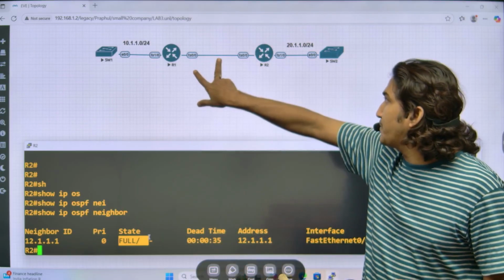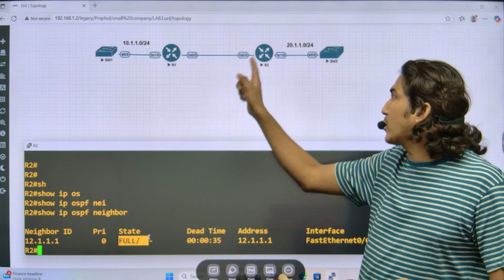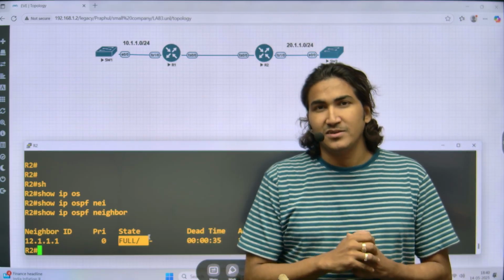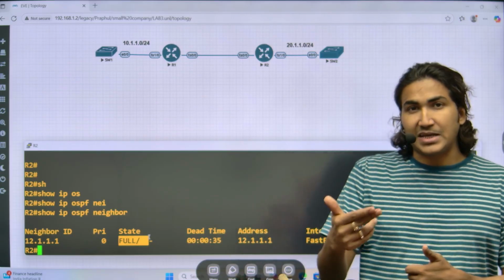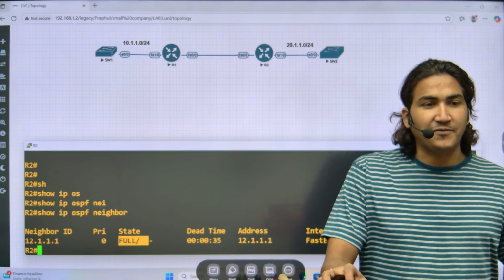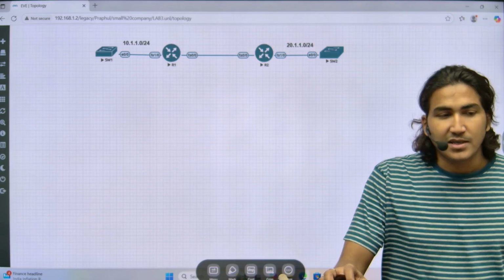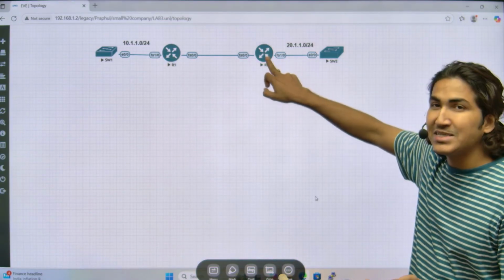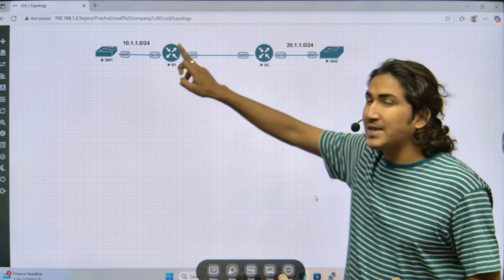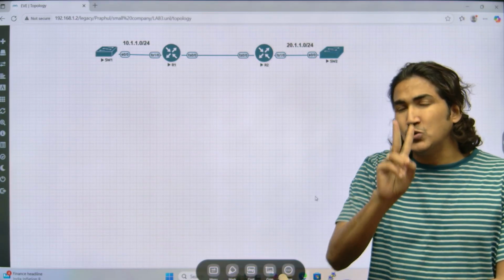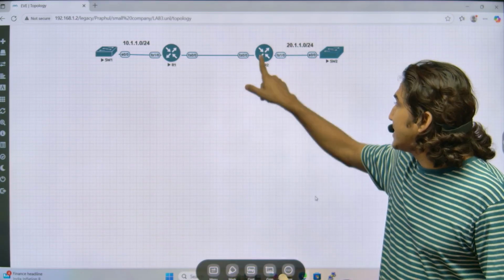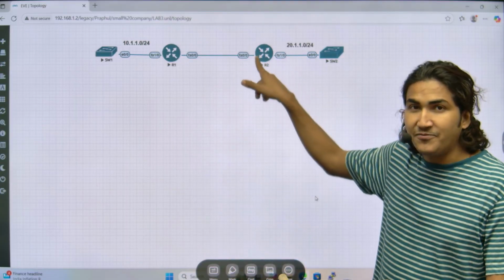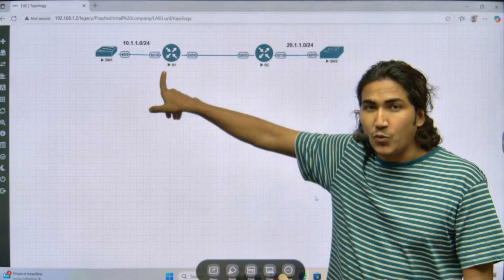If OSPF neighborship is in full state between router 1 and router 2, it means all the LSAs are already exchanged. So you can verify the database now. Next step can be verifying the database. In the database of router 1, I am expecting a router LSA of router 2 and a router LSA of router 1, so there should be two router LSAs. In the database of router 2 also there should be two router LSAs: one router LSA of itself, R2, and the router LSA of router 1.